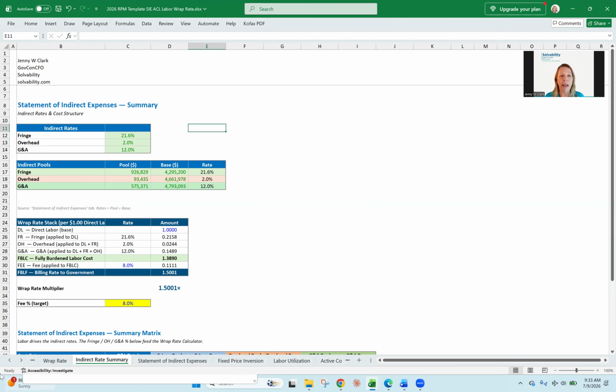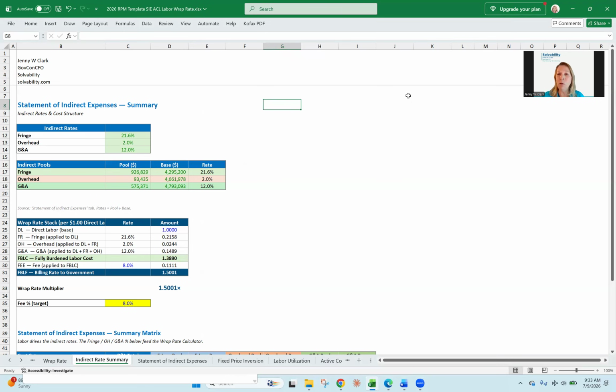So over here to the left, I've got something that says Statement of Indirect Expenses Summary. On some of the proposals I've seen lately, not only do you have to show your indirect rates, you have to show how you mathematically came up with them. The way that this works is when you are actually running your company and you have an income statement or a profit and loss statement, your accounts are grouped by something called pools. And those are sections of your income statement if you're following DCAA compliance.